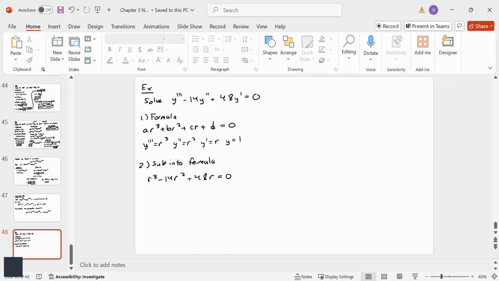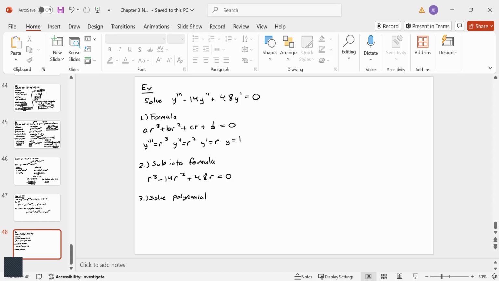When it comes to polynomials, the thing that makes polynomials very difficult, believe it or not, is the constant value. When there's a constant number, that's what makes them very challenging. When everything has an r value or a variable, it's much easier. Step three, solve the polynomial.